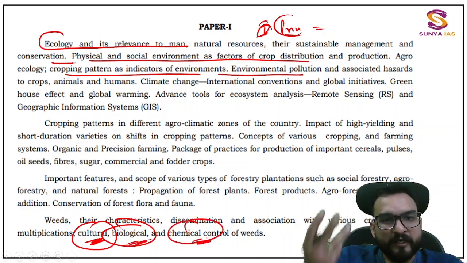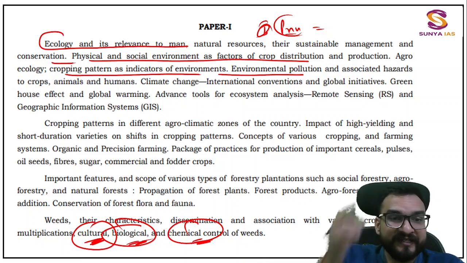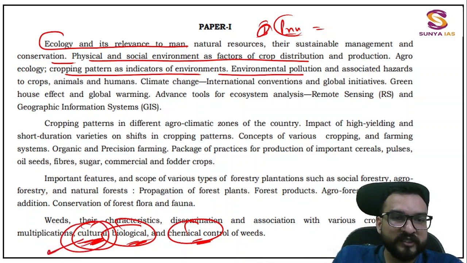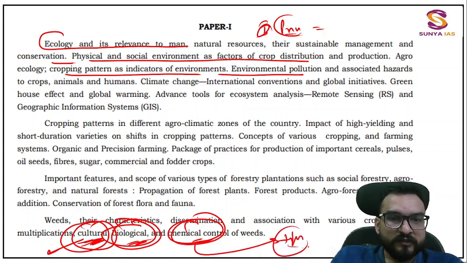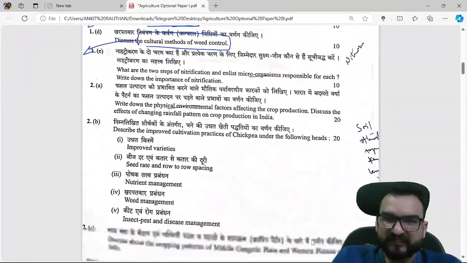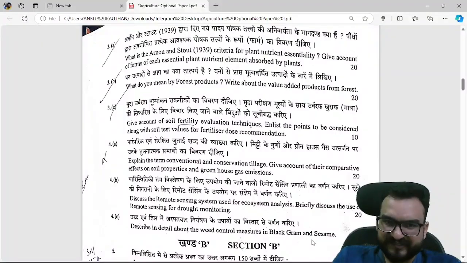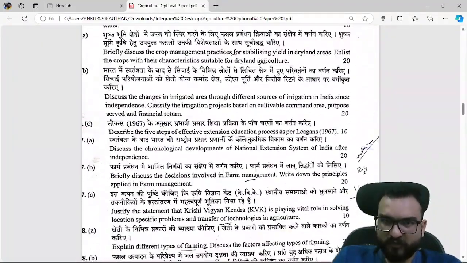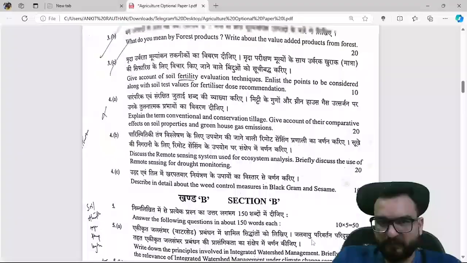So what should be my approach? My approach should be simple: I should have at least 300 to 400 words related to cultural, biological and chemical. And as I am sitting in the competition, I should have these in tips: cultural methods, biological methods, bioagents, chemical control of weeds. This is what is required in the examination, right? And you will find that this 2024 paper was very, very easy, except 1 or 2 questions that were dicey. Otherwise, you can go through the whole paper.